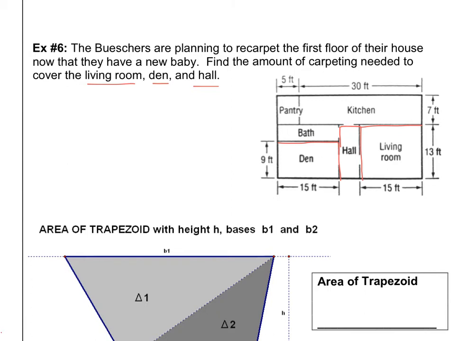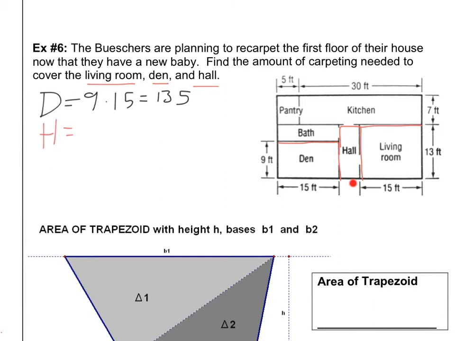And so we have to solve for a couple of parts. The den, that one should be easy. I'm just going to write D for den. That's just 9 times 15. And 9 times 15 is 135. So we got that. Let's try the hall next.